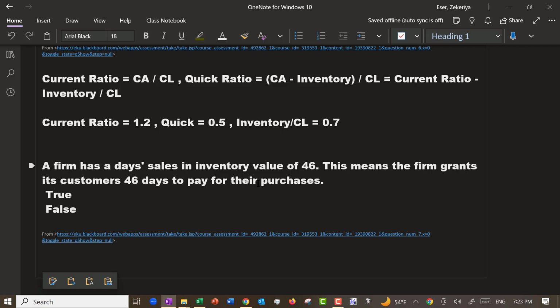I'm sorry, I'm not gonna lie, it just doesn't make sense to me. The reason would be inventory value, I don't understand how that would relate to customers' purchases, like the number of days customers take to pay for an item. So I would say false.